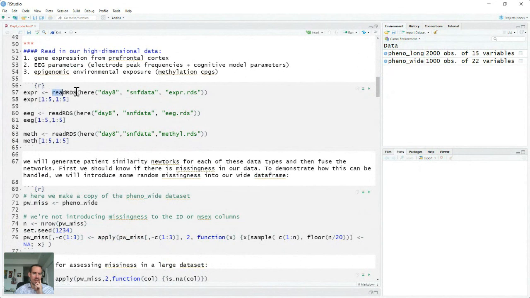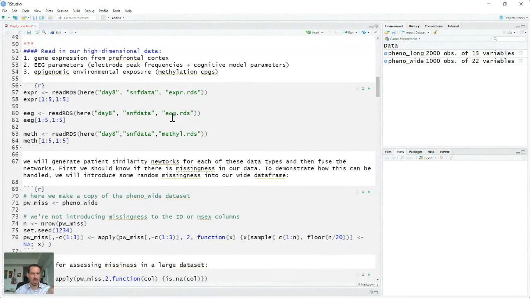So this readRDS function is the go-to function for reading in a binary formatted R object. It's really handy for saving. If you're used to working with R data frames and objects and saving them as CSV files, comma separated or tab separated or text files, and reading them in and out that way, you should get used to using RDS, the RDS file extension, because it really compresses these data sets into a binary format.